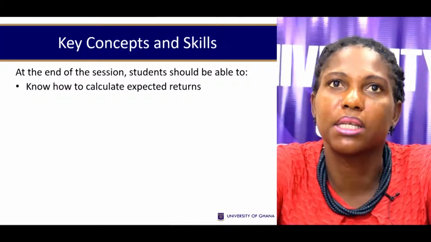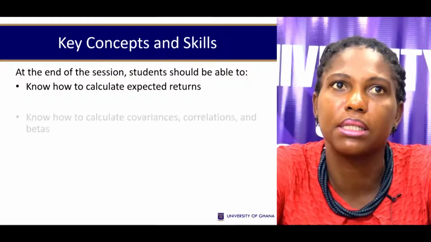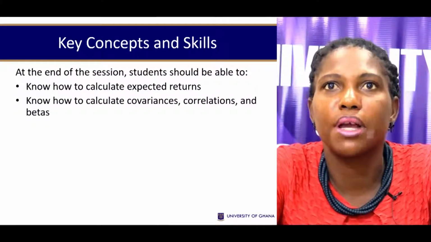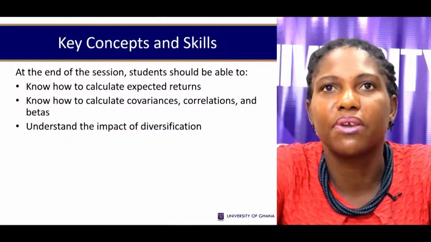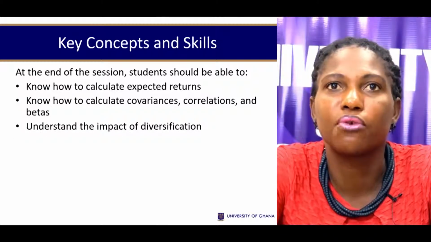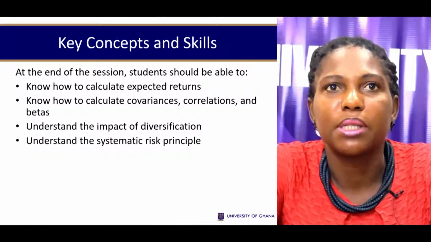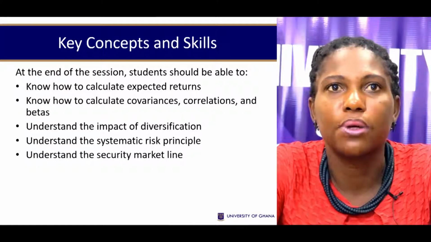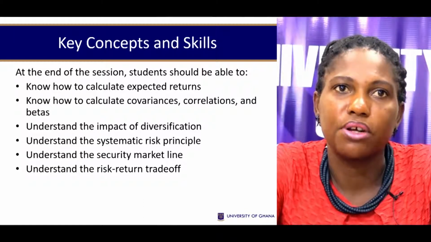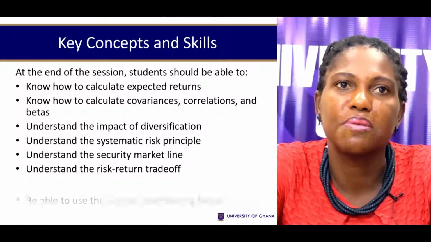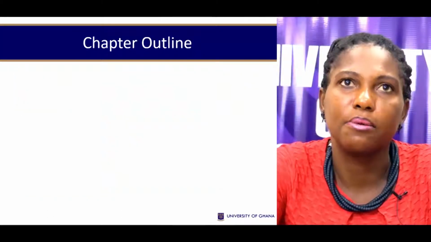At the end of the session, we would expect students to be able to calculate expected returns, which are the equivalent of average returns, but here we incorporate probabilities; calculate covariances, correlations, and betas; understand how diversification affects the risk and return profile of an investment portfolio; understand the principle of systematic risk and the security market line; understand the risk-return trade-off and how that plays out in decision making; and be able to use the capital asset pricing model.